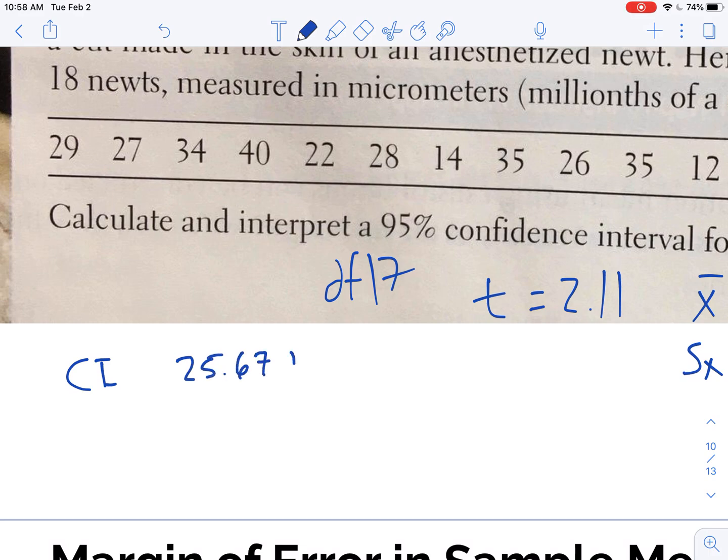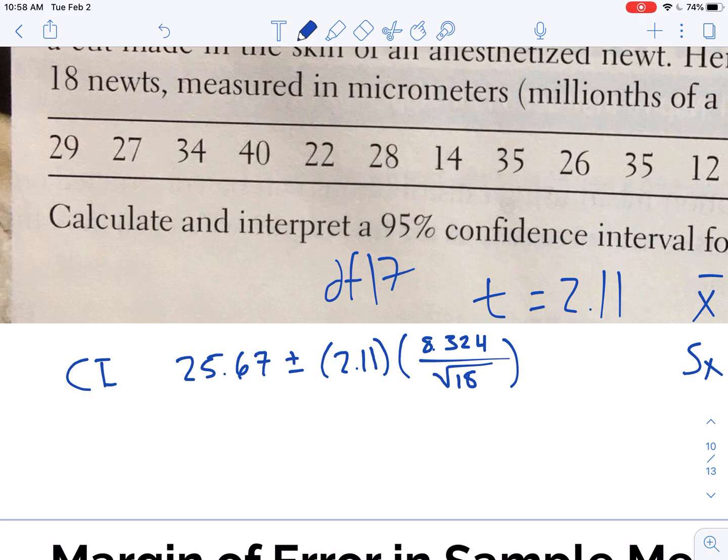So now I can construct the actual mathematical expression: my confidence interval is going to be 25.67 plus or minus 2.11 times 8.324 over the square root of 18. I use that full sample size. I don't use my degrees of freedom there. Now I can plug this in on my calculator. I can go through that math, but I'm actually going to use the calculator function that I showed you in class on how to figure this out.